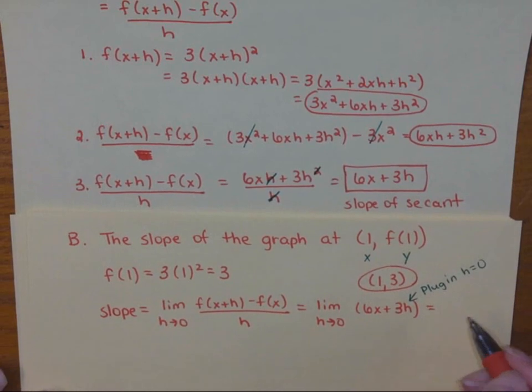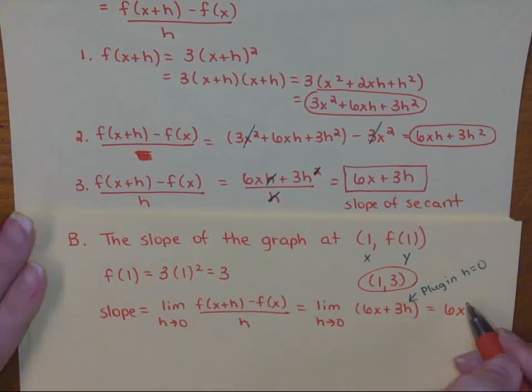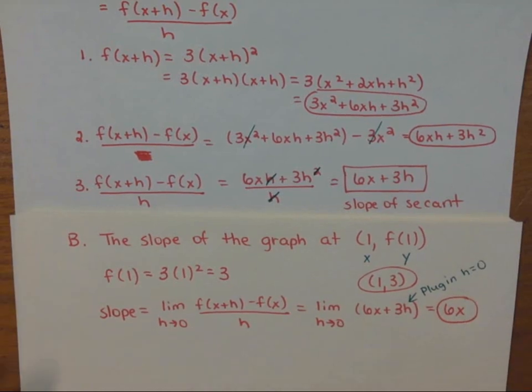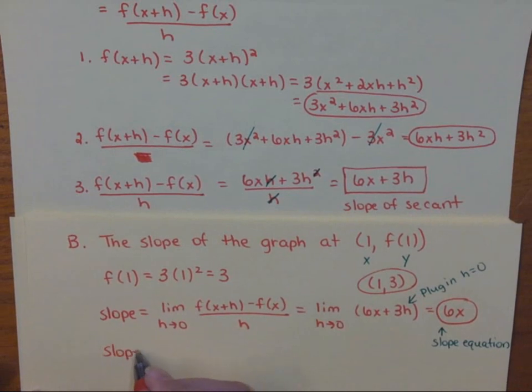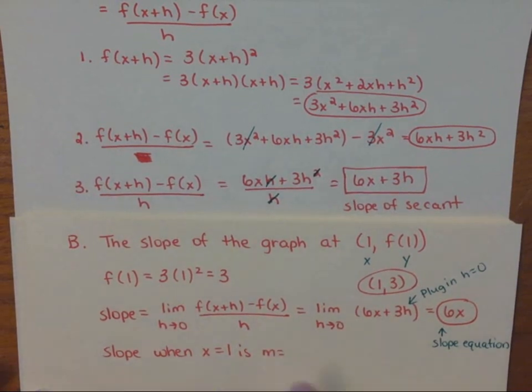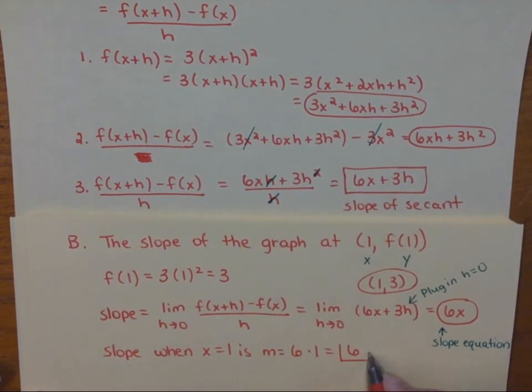So if you're asked to find the slope equation, that would be 6x. I'm going to circle this. This is not my final answer. This is the slope equation. But that's not exactly what I was asked to find in this problem. I was asked to find specifically the slope when x is 1. So let's do that. So the slope when x is 1 is m equals, where's my slope equation, right? 6 times whatever x is. So 6 times 1, or 6.